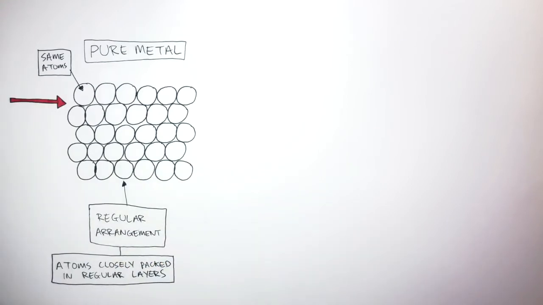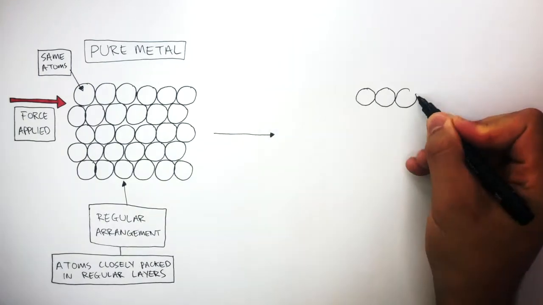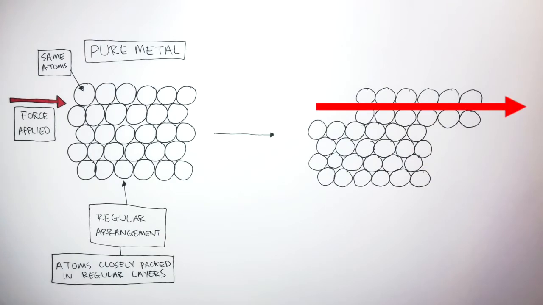So this red arrow represents a force applied to the side of the pure metal, such as being struck with a hammer. So what happens in a pure metal when it's struck with a hammer is that the layers of atoms can easily slide over each other as they're all the same size.